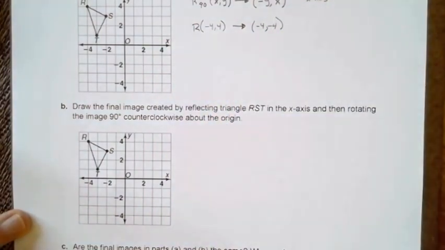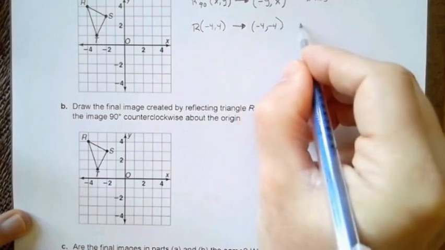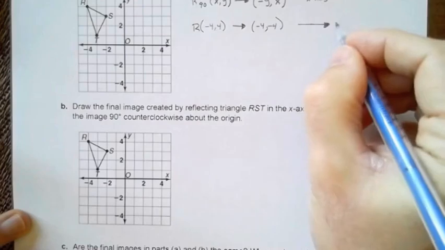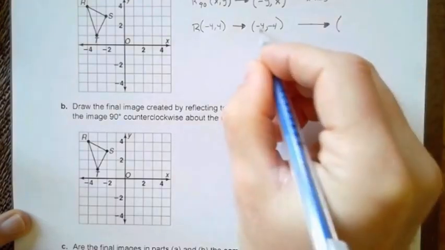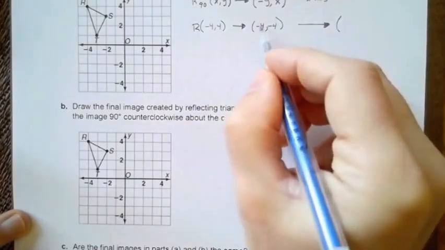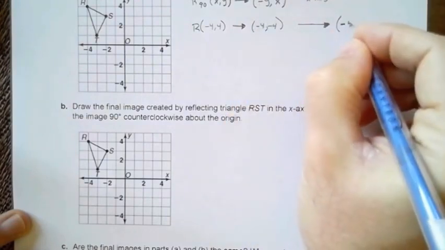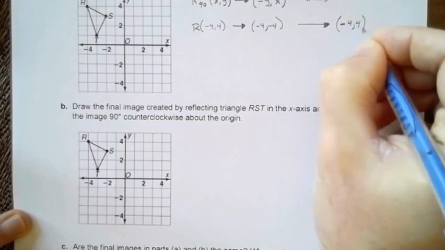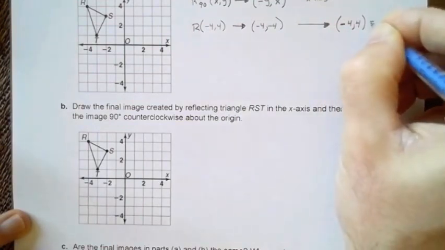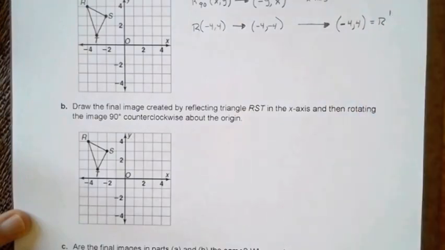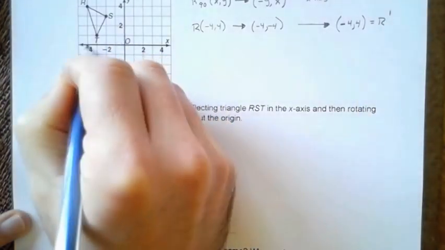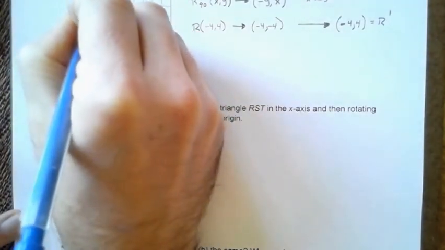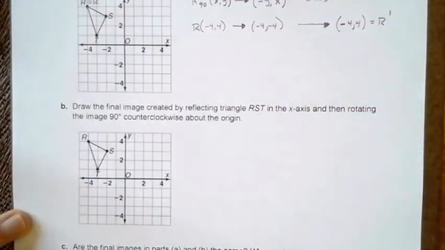But then I'm going to take this point and reflect it over the x-axis. So now this point is going to go to (x, -y). So the x is going to stay the same, -4, but the opposite of y, the opposite of -4, is going to be 4. And this is going to be the point R prime. So R prime is going to be at (-4, 4), which is exactly where point R was located. R and R prime share the same coordinate.